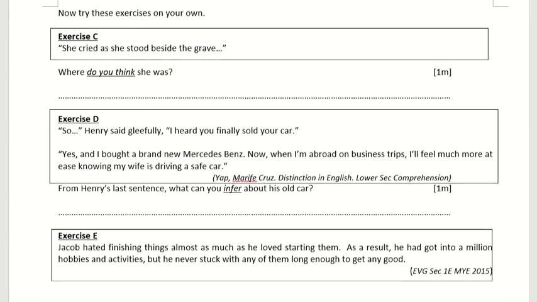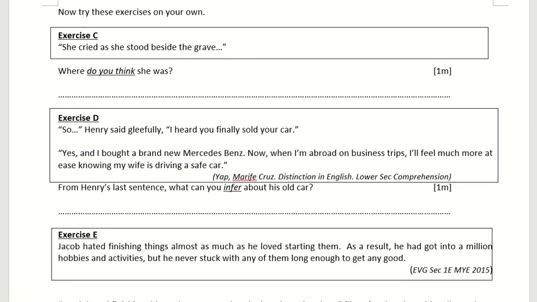Let's try the exercise. Exercise C. She cried as she stood beside the grave. Where do you think she was? So we can find the clues. Grave. Where can you find graves? Yes, the cemetery. So she was at the cemetery.